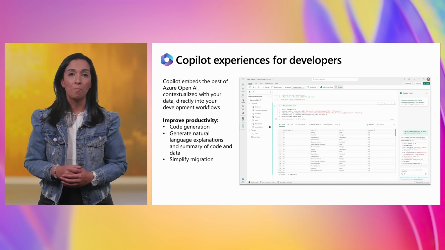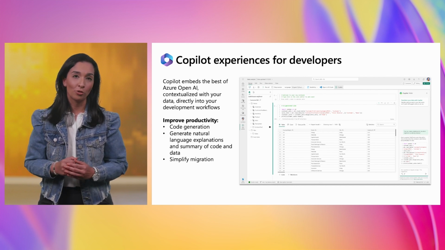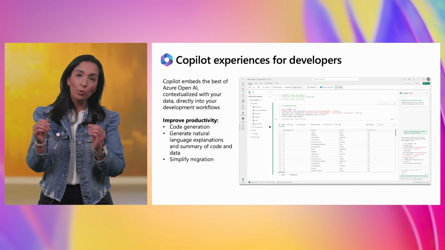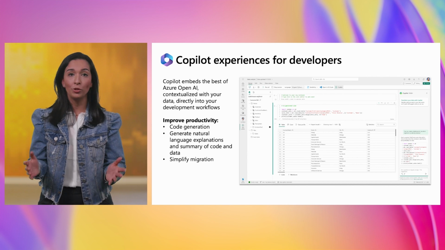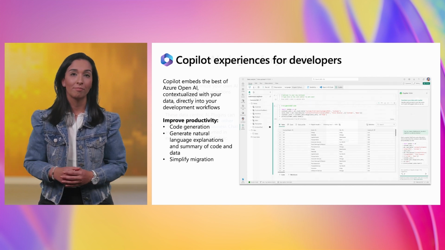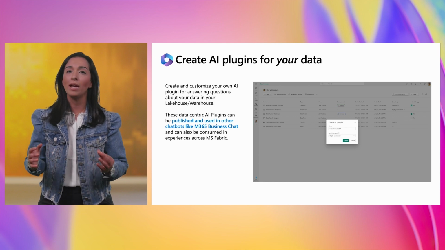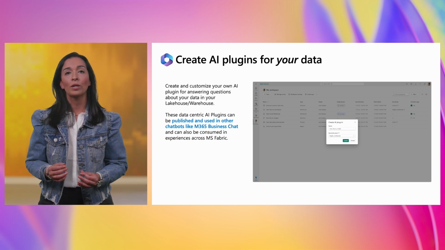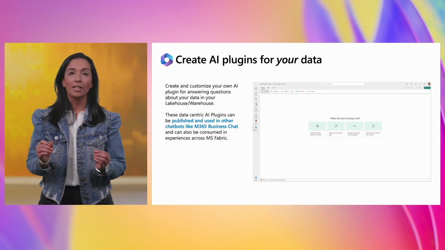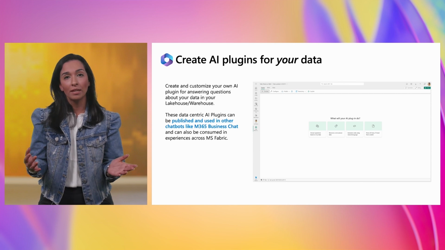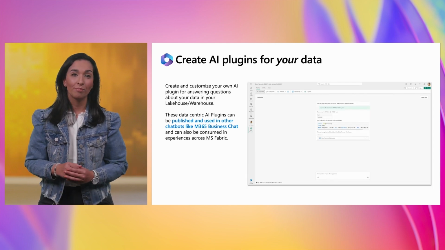Through an integration with the best-of-breed foundation models from Azure OpenAI, we're contextualizing interactions to be relevant for your data, in your data frames, in your lakehouses or warehouses. But we also want to empower Microsoft Fabric users to create your own AI plugins for answering questions about your data. These items will support security permissions, governance policies, sensitivity labeling, and allow tracking of lineage.